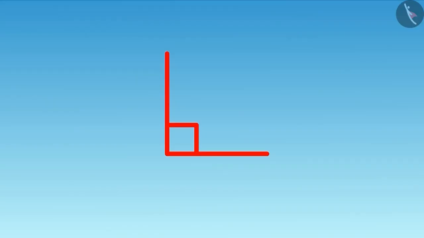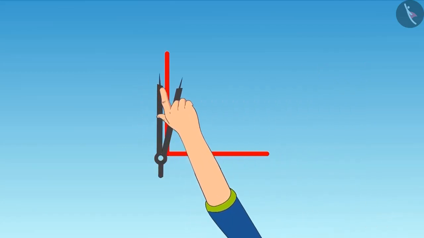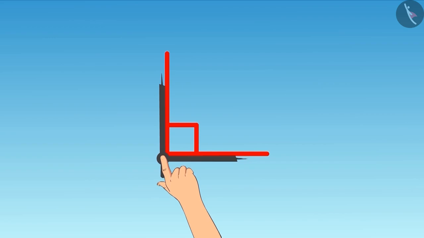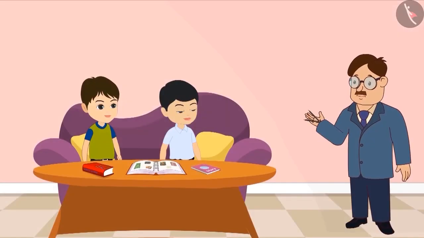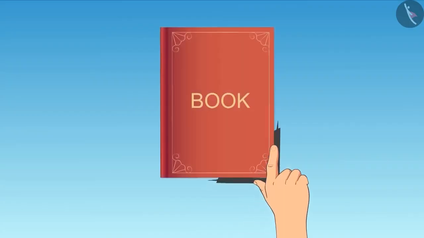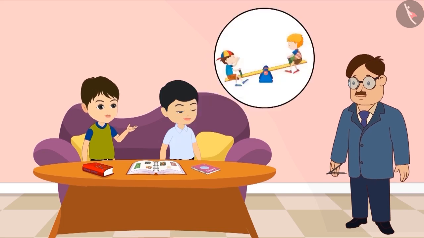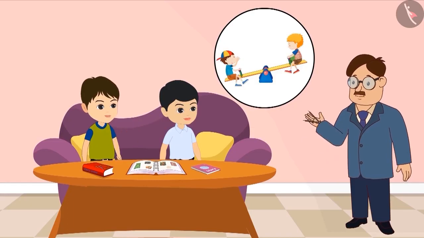Look kids, you already know that a right angle looks like the letter L. If I make the shape of L by bending both the legs of this divider, we can now find if an angle is a right angle or not. Look here, with the help of this divider, we can find out that the angle in this book is a right angle. Oh wow, uncle. So can we identify the angle of the seesaw given in this picture with the help of this divider? Yes, why not?